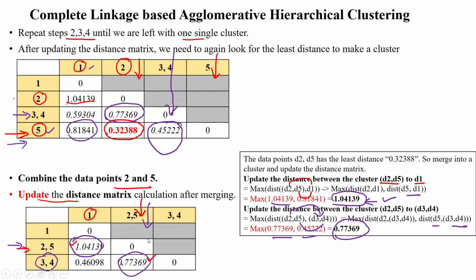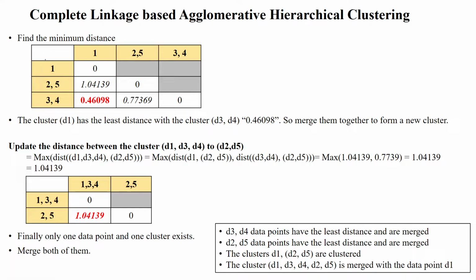After updating, again we have to repeat the steps: finding the minimum distance as per step 2. So the minimum distance is this one. Step 3 is merging the data points which are close to each other, 3 comma 4 and 1. So now we are merging that 3 comma 4 with 1.